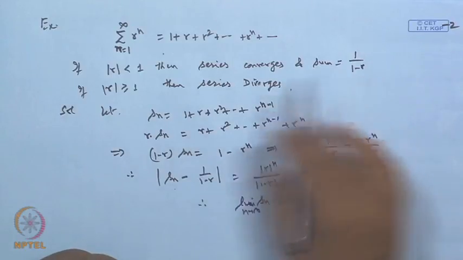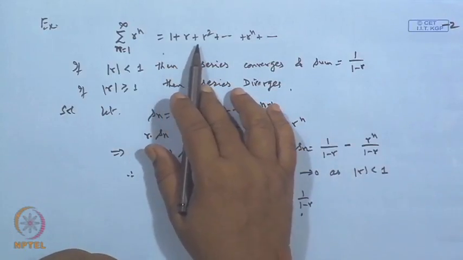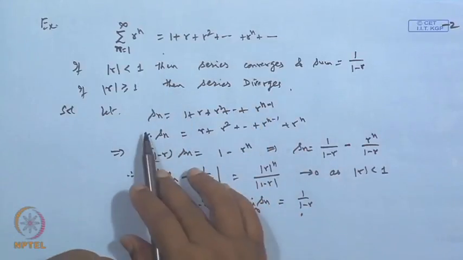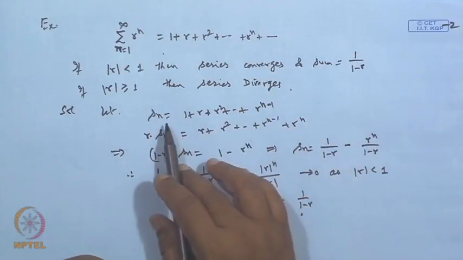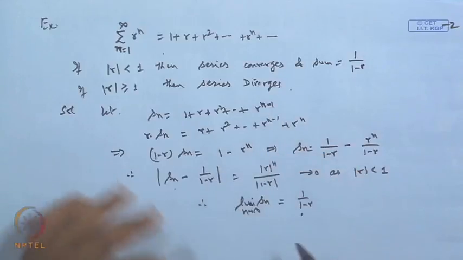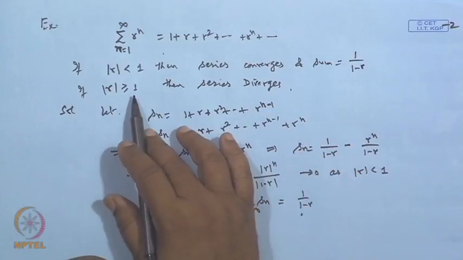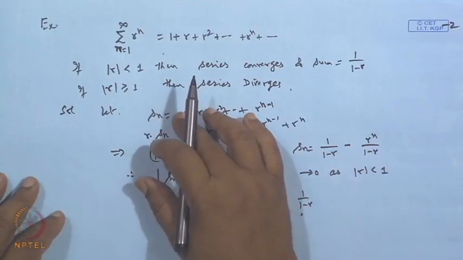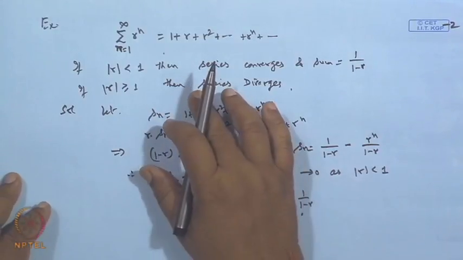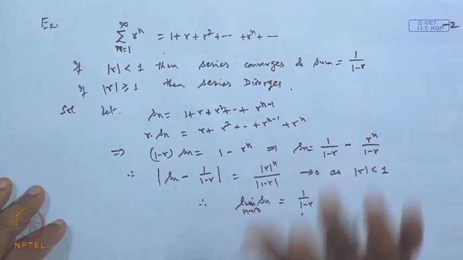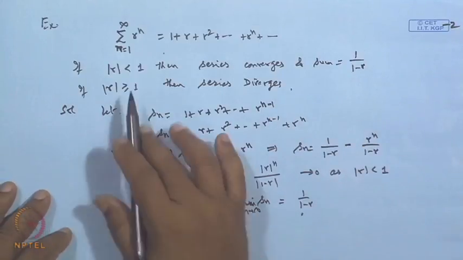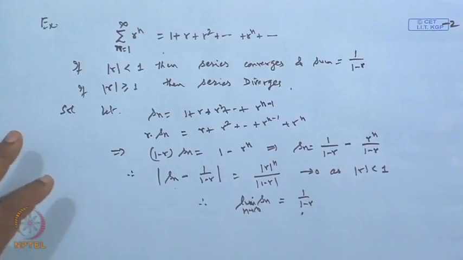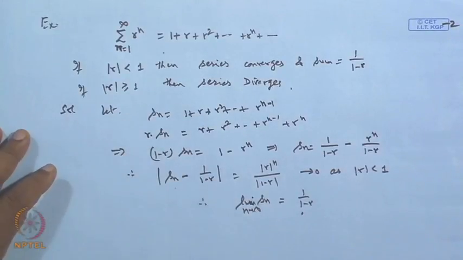For r equal to 1, obviously, the terms are 1 plus 1 plus 1 and so on, so up to S n will be n. So, when n is infinity, limit S n will tend to infinity. So, it will diverge. For r greater than 1, we will see in due course that it also diverges. In fact, the limit will not exist and it will go to infinity. So, that we will come to, and obviously, we can find out the sum.